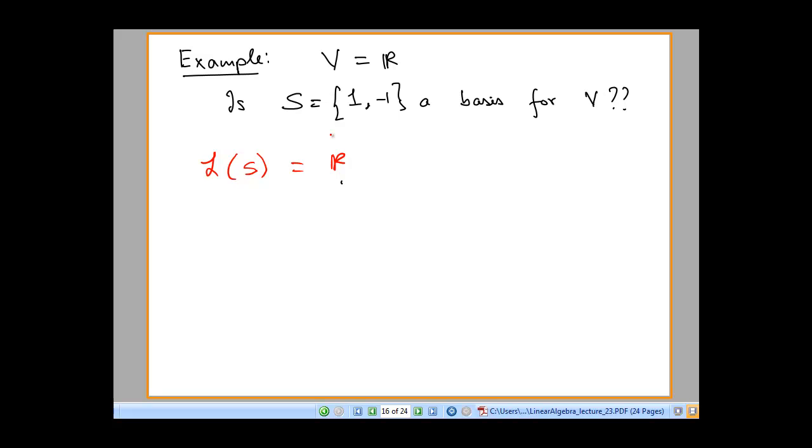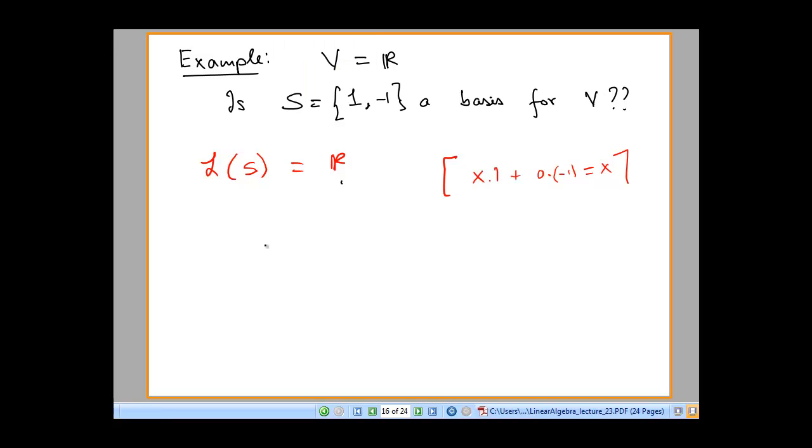So it satisfies half of the criteria we need for it to be a basis, because I can write any other x as a linear combination of 1 and minus 1. Exactly. So I can write any other vector x in R as x times 1 plus 0 times minus 1. So any vector x in R can be written as a linear combination of these two vectors. So therefore, this L of S is indeed the whole space, but they are not independent. Therefore, they cannot be a basis.